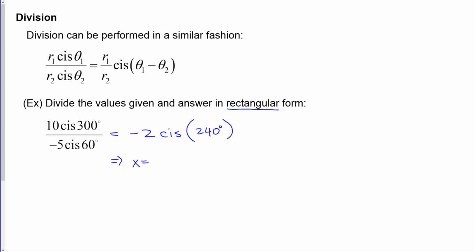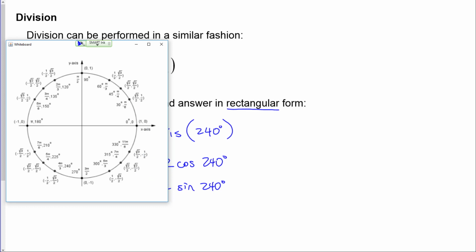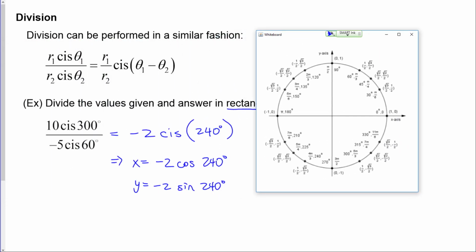So for x it would be negative 2 times the cosine of 240 degrees, and for y it would be negative 2 times sine 240 degrees. And since I have the unit circle handy, I'll just use it. Here's 240 degrees. There's my cosine and my sine. So cosine is negative 1/2.